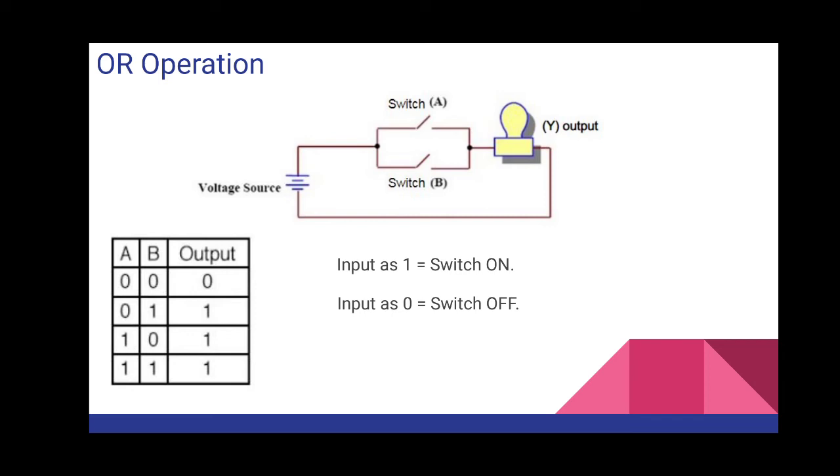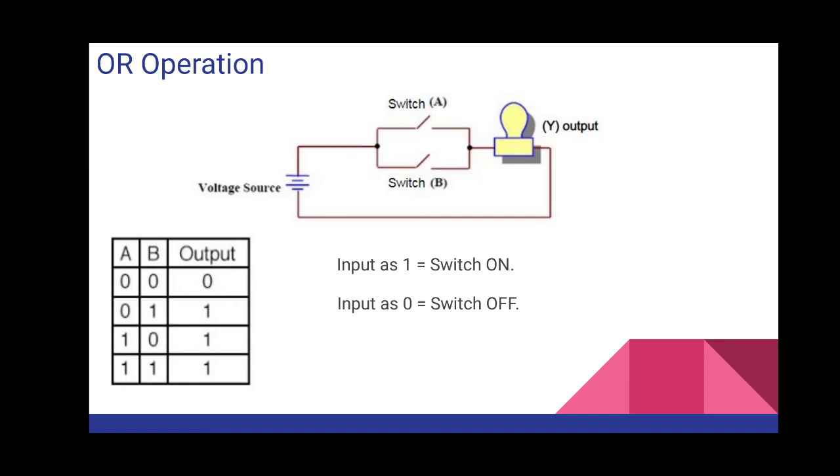Even if both the switches are on, it will still make the bulb glow, that is the output is high. So this is how OR operation works. I hope the example is making it clear. If you are not getting it in one session, you can watch this video again and again. It will make you understand very clearly, right?